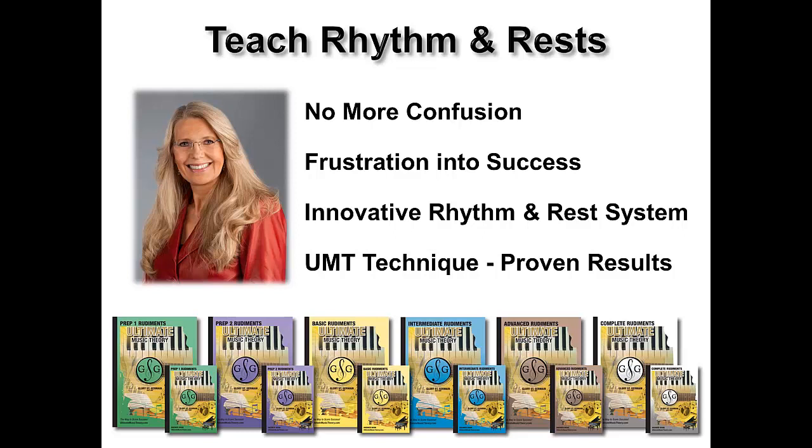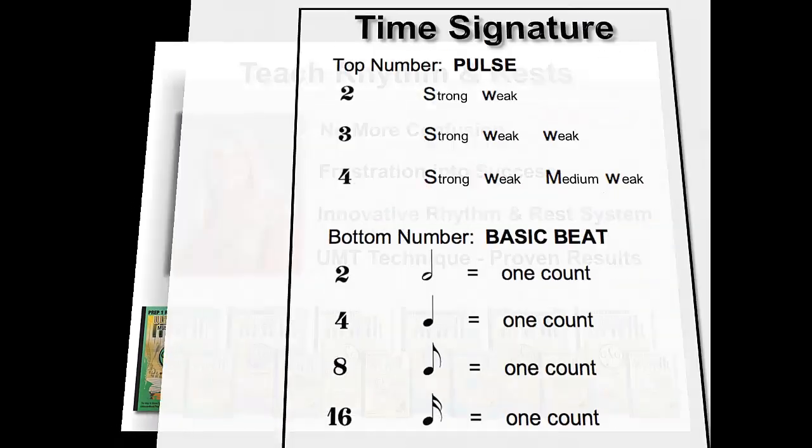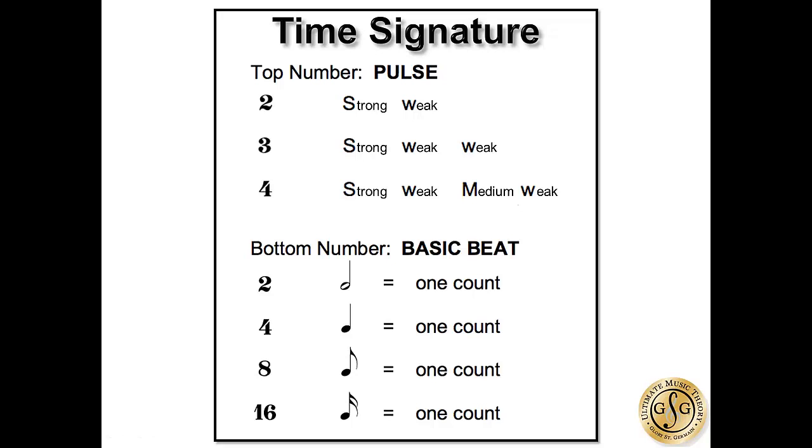In this 7-minute video, you will learn a new system to teach rhythm and rests. In simple time, the top number is 2, 3, or 4 and indicates how many beats or pulses per measure. The pulse is where the rhythmic emphasis falls in a measure. If the top number is 2, the pulse is strong, weak. 3, the pulse is strong, weak, weak. 4, the pulse is strong, weak, medium, weak.